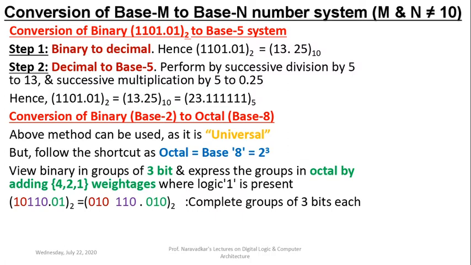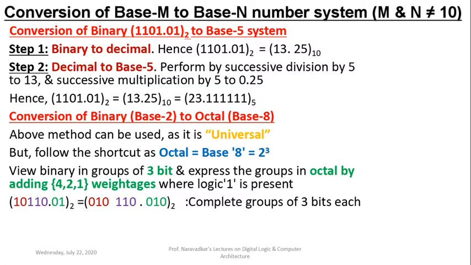The second group is 1, 1, 0. Of these 3 bits, the extreme left is 1, its weightage is equal to 4. The next bit is again 1, its weightage is equal to 2. But the extreme right bit is 0, so no weightage is added. It means that weightages 4 and 2 are added here. 4 plus 2 is equal to 6.